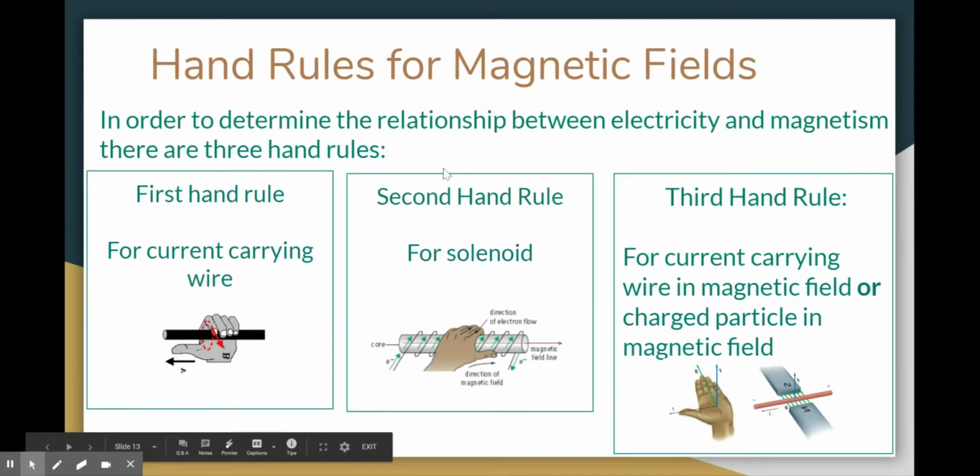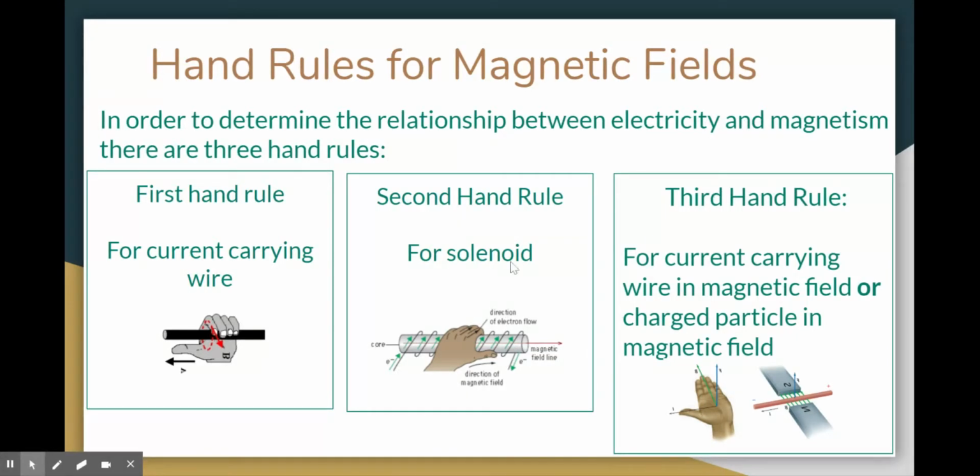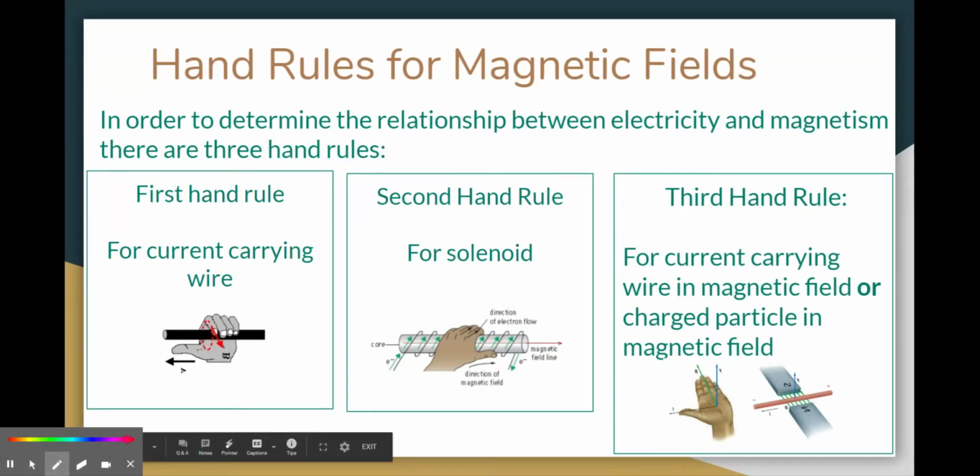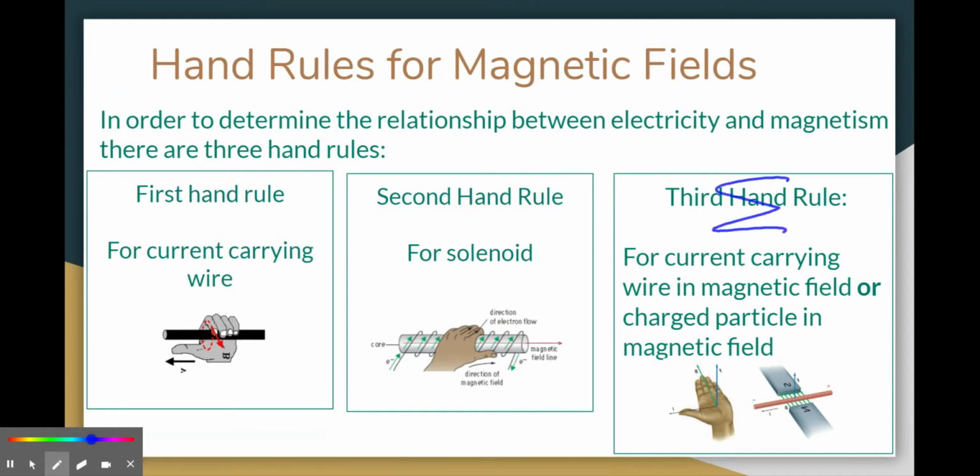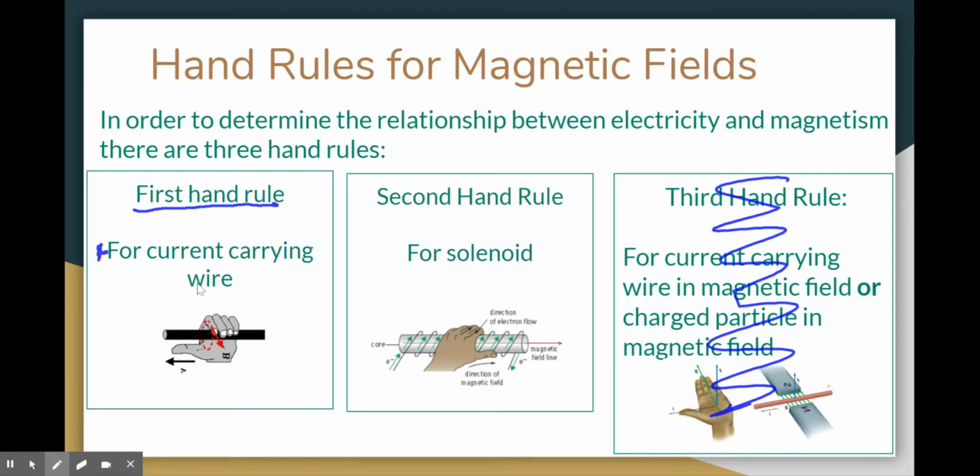Okay, so to summarize, I'm going to go back to the first slide. We haven't got to our third hand rule yet. It's coming, and we'll deal with that when we have to. But for now, first hand rule, remember two things. When do we use it? For current carrying wires. And what does it look like? Our fingers will indicate the direction of the magnetic field. Our thumb indicates the direction of charge flow.